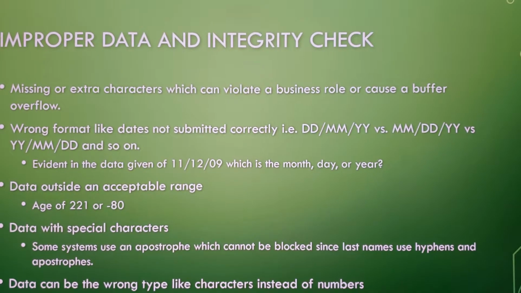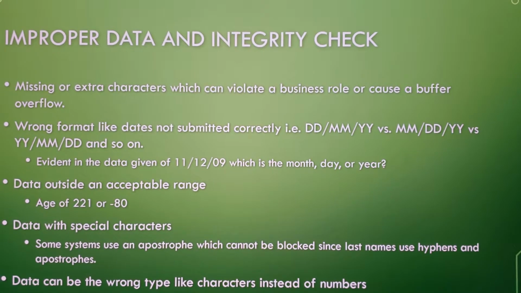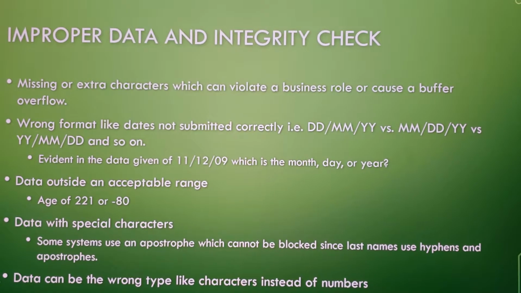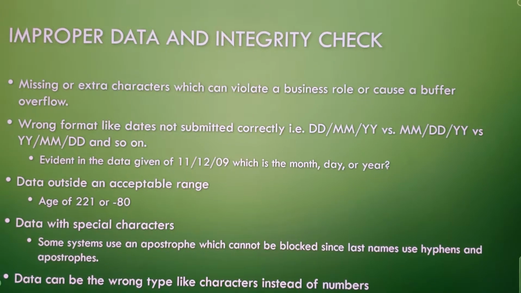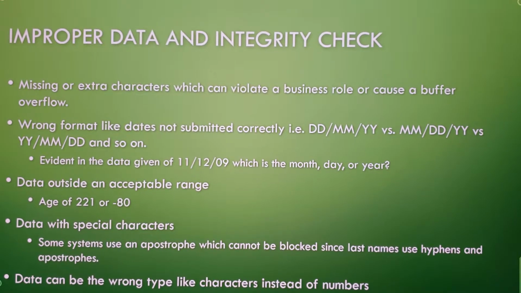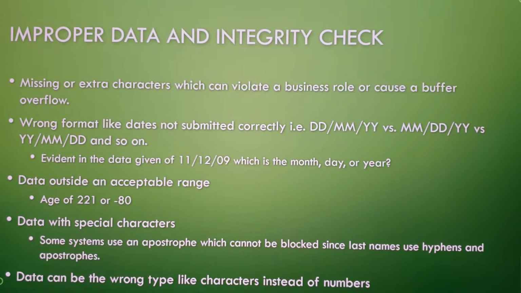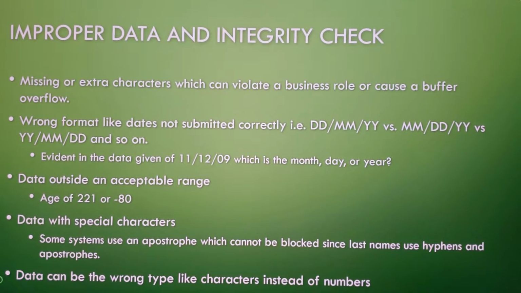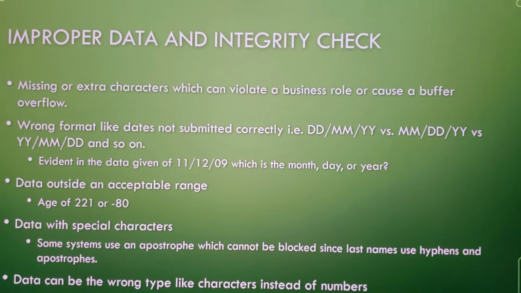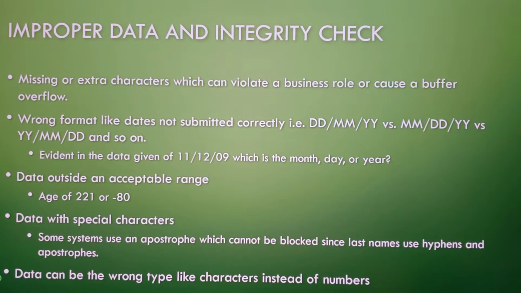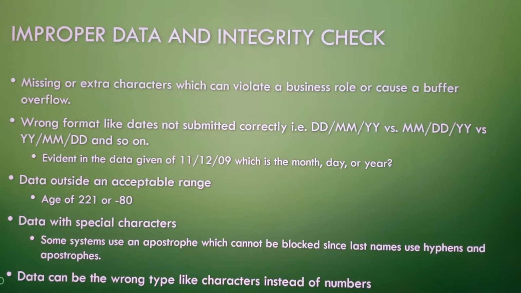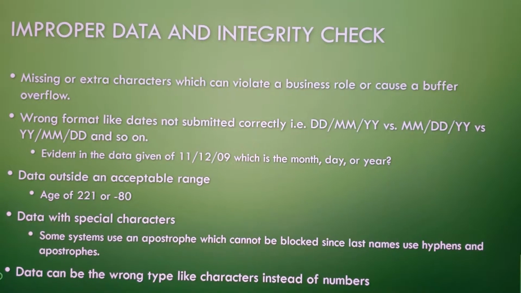Also, data outside acceptable range. Is a person 221 years old, or negative 80, for example, if they put in 2018 and then 2000, or they put in 18 minus, without including the first two digits of the year, and then subtracting it out from another, and so you could get a negative number.